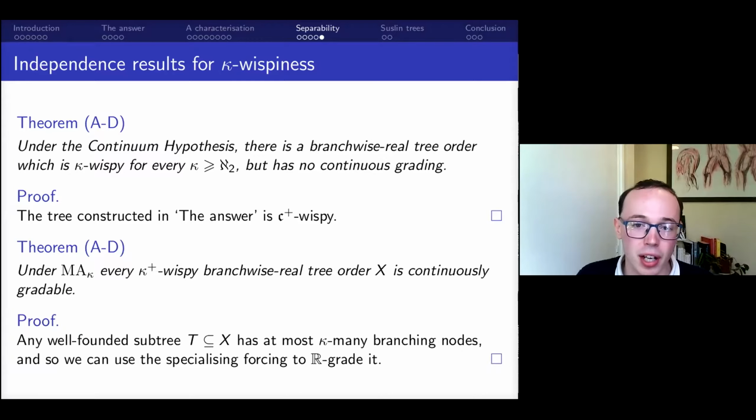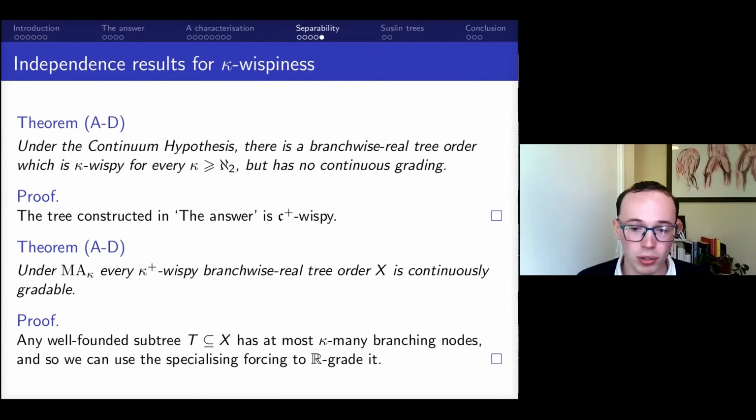Conversely, if we look at cardinals below the continuum, then we can use MA. So under MA kappa, Martin's axiom at kappa, every kappa-plus wispy branchwise-real tree order is continuously gradable. How do we do this? Well, we use the characterization again. We take some branchwise-real tree order X, which is kappa-plus wispy, and we assume MA at kappa. And we take some well-stratified subtree T of X.